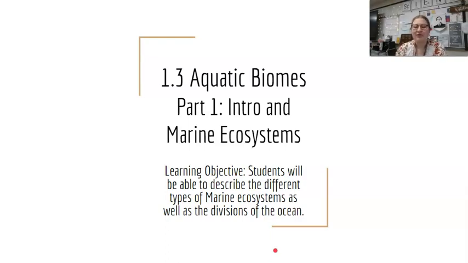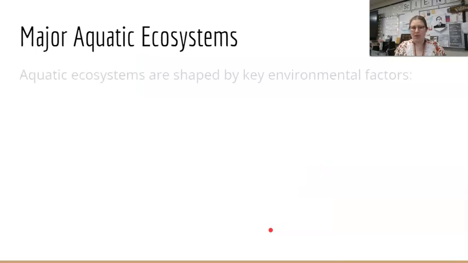So the learning objective for this one is that you'll be able to describe the different types of marine ecosystems as well as the divisions of the ocean. There are quite a few new terms that you may not have heard before in this lesson and in the next, because we have to be able to differentiate what part of that biome we're going to be talking about.